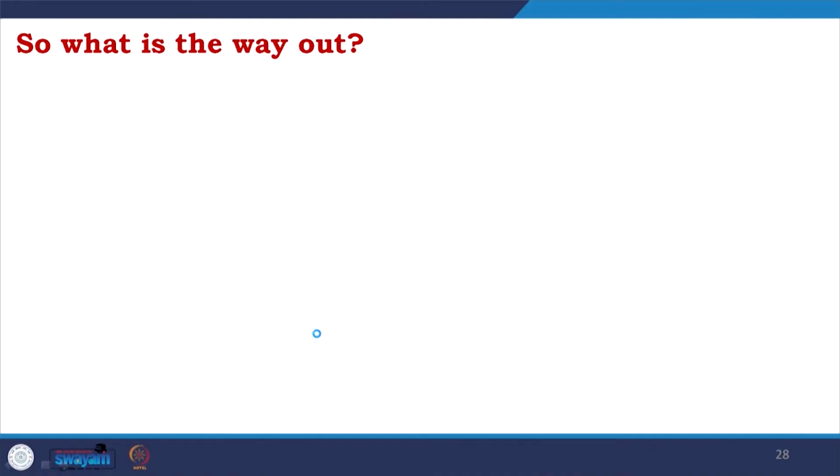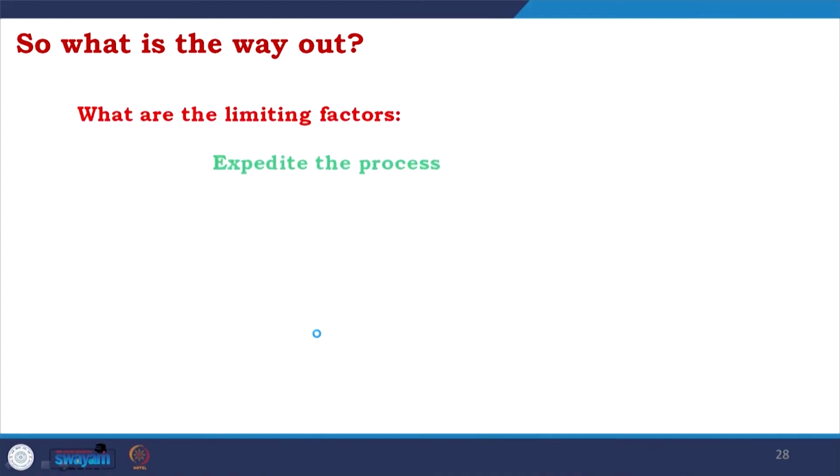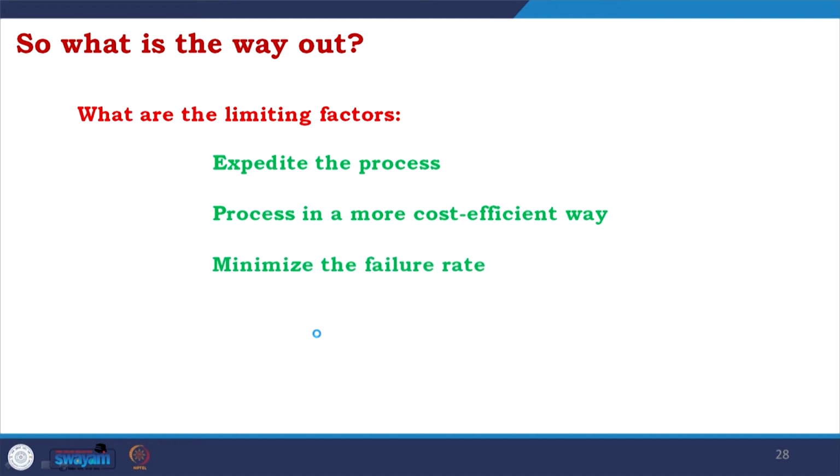So, what is the way out? The limiting factors are: you have to expedite the process of drug development, you have to make the process more cost efficient, and you have to minimize the failure rate. All three you know, but it is not easy to do. Expedite the entire process, make the process more cost efficient and minimize the failure rate.